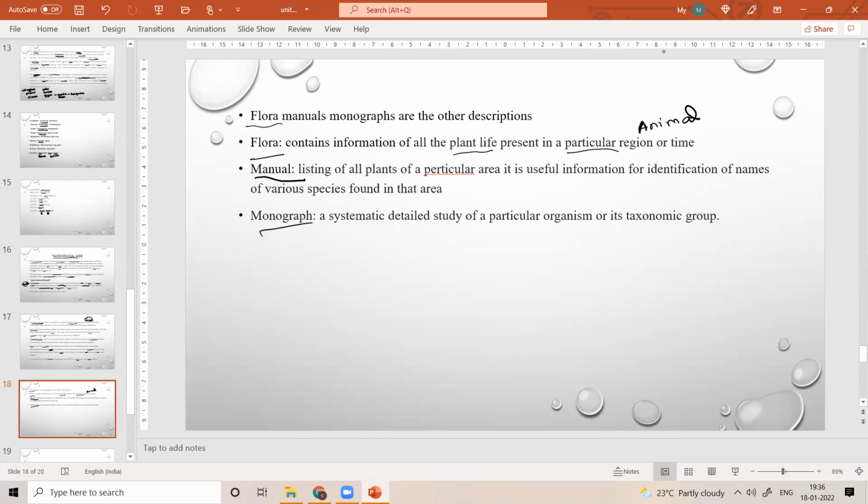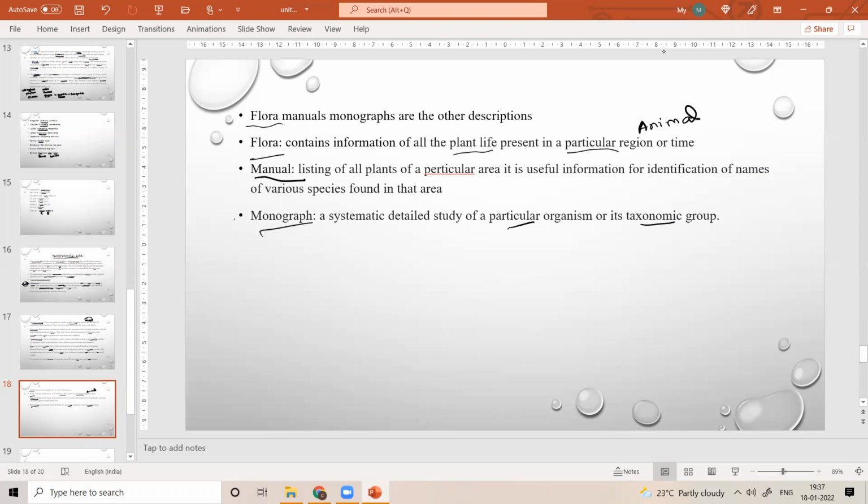Here is the other type of description called monograph. A monograph is a systematic, detailed study of a particular organism or its taxonomic group. A monograph is a very exclusive thing, that means we exclusively study one particular organism, or maybe a taxonomic group, maybe one species. If you make a detailed study and record it, that is known as a monograph. So if you are studying a complete genus, then it is going to be the monograph of that particular genus.